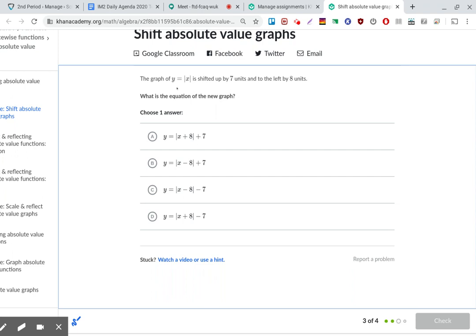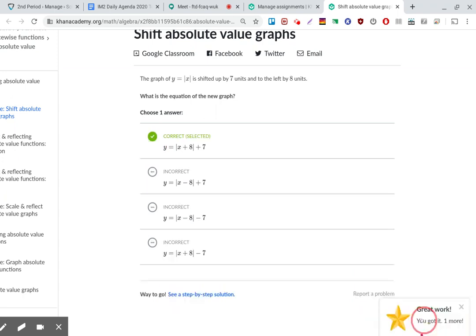All right, this next one, you can ask me again, and I'll repeat it in different ways. It says shifted up 7, so that's going to be plus, it's going to be these two right there. And it says left 8. So which one is left 8? Is it +8 or -8? Is it backwards? Which one do you guys think? Left 8. Remember, it's backwards. So left is that way, which means it's plus, okay?